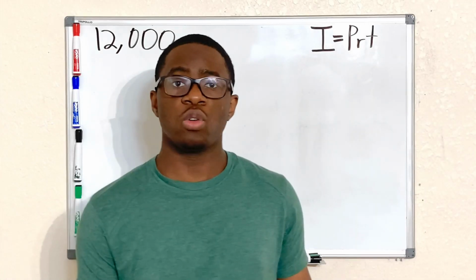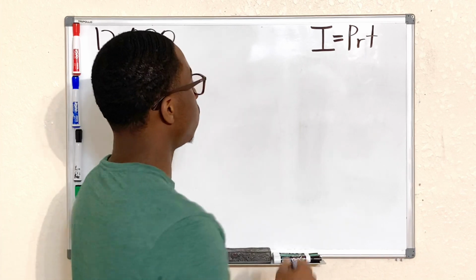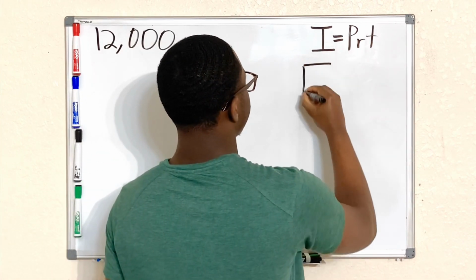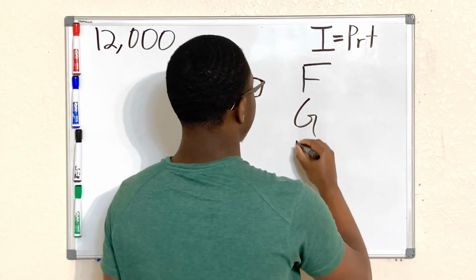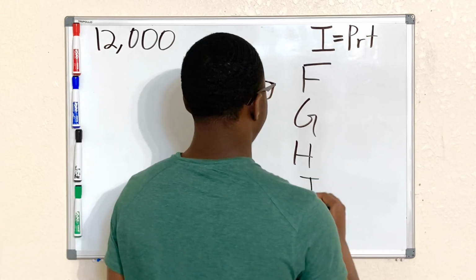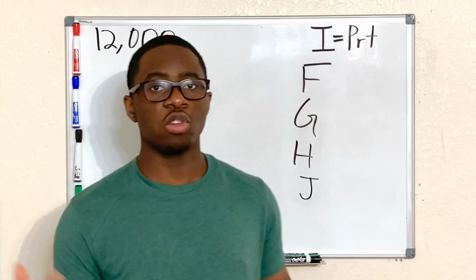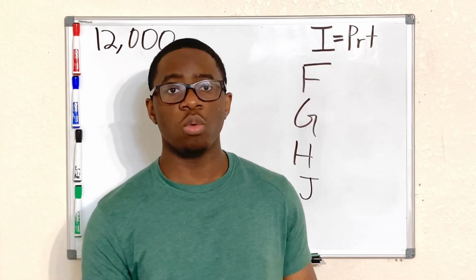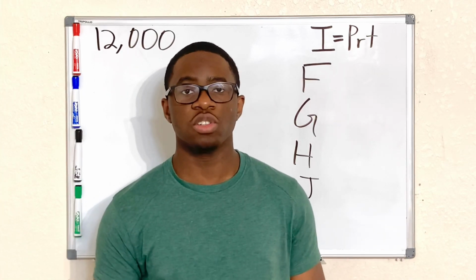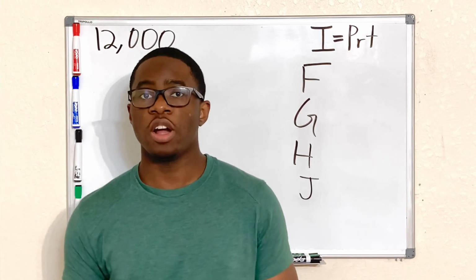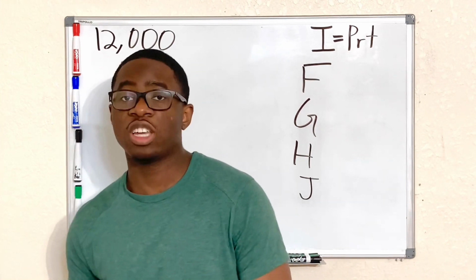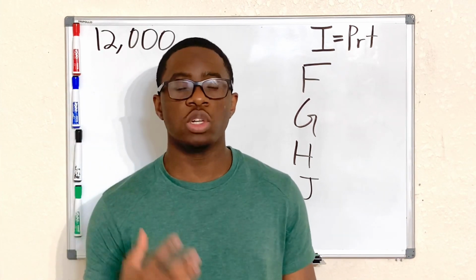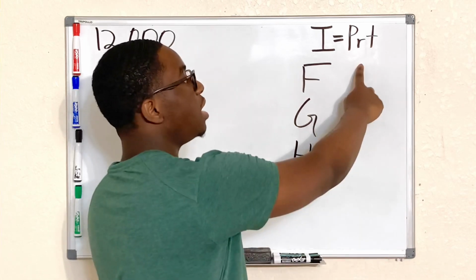The first thing I would go ahead and do is to list out my answer choices. We have F, we have G, we have H, and we have J. I'm listing them out so that I can write alongside them their interest, so I can find out which one has the least amount of interest for the $12,000. Keep in mind, guys, as we're looking through these, we're looking for two things: our rate and our time.